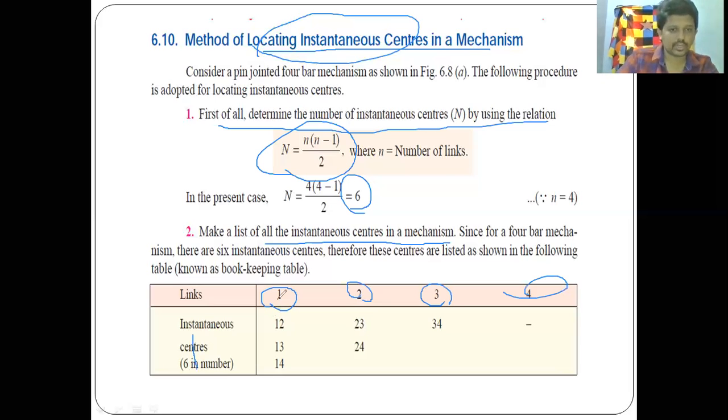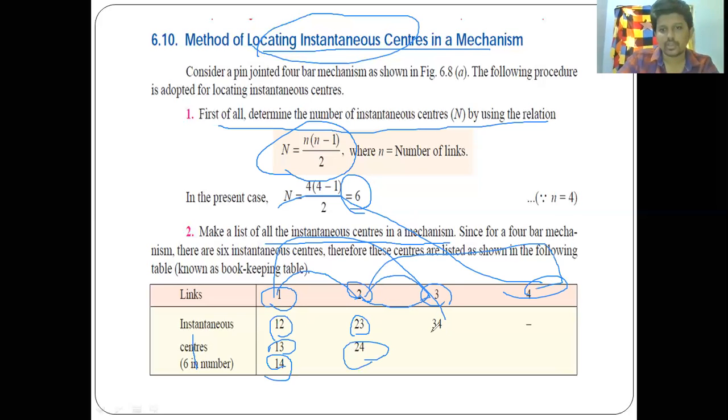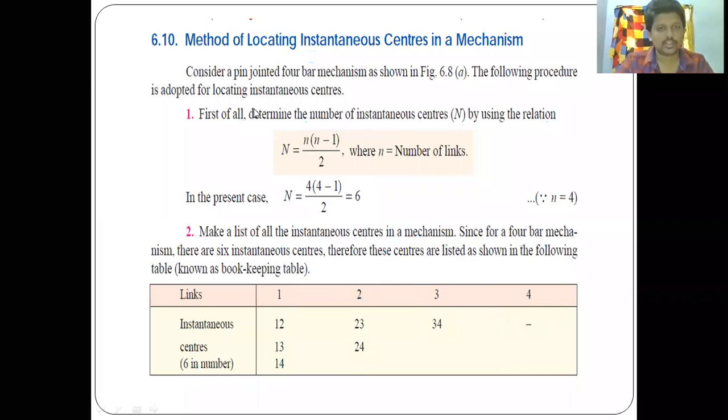So we should write with 1 and 2. Here we have 1, 2. Then 1 and 3, we have 1, 3. Then 1 and 4, we have 1, 4. Next, 2 and 3, 2, 3, and 2 and 4, 2, 4. We are done. Now 3 and 4, 3, 4. You can see here we have 6 instantaneous centers. So first we should define how many links we have. Then we should define the link nomenclature by using this table.